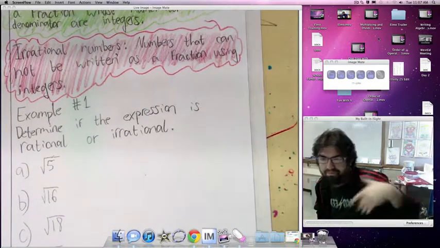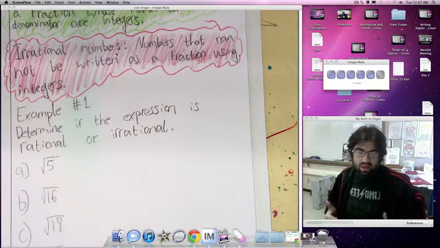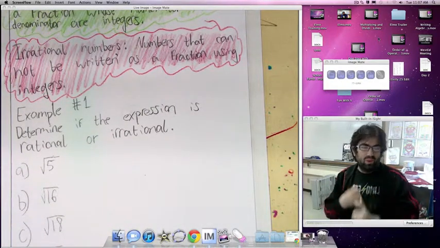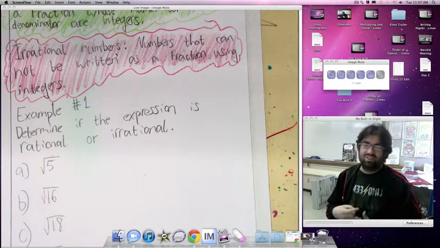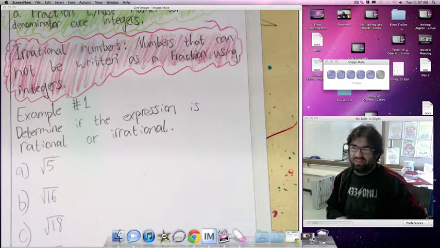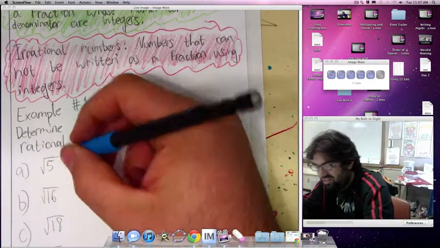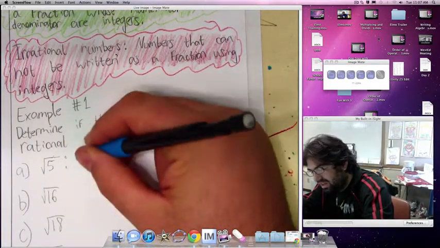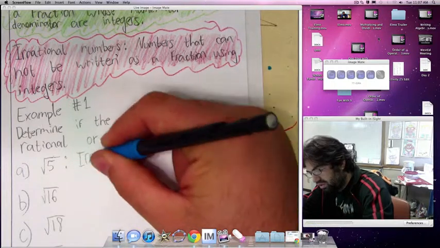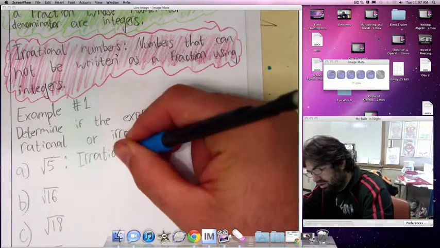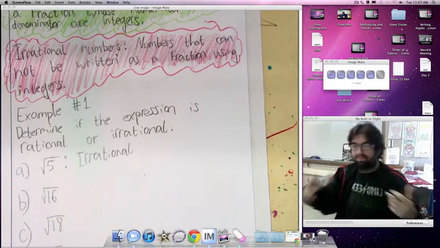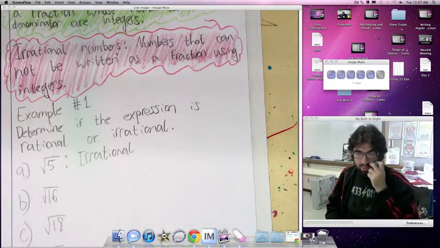Square root of 5, flat out. Can we take the square root of 5? Well, we can take the square root of 4, and the square root of 9, but there's nothing in the middle of 4 and 9. So this is definitely irrational. Can't turn that into a fraction.